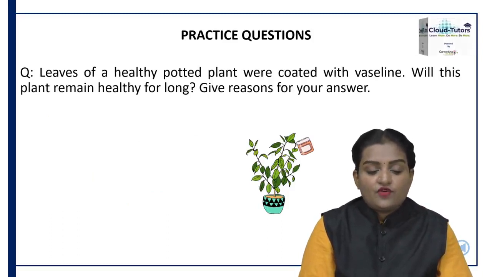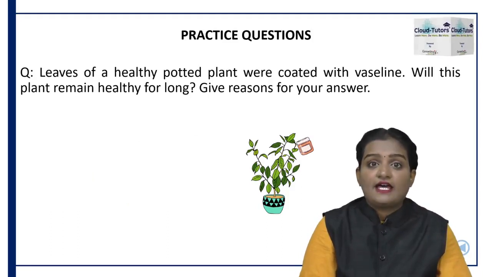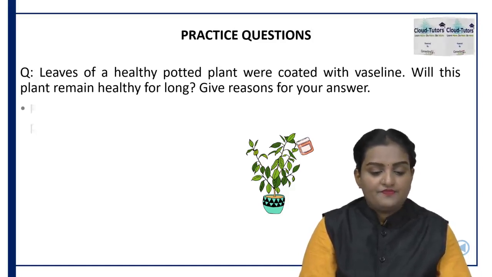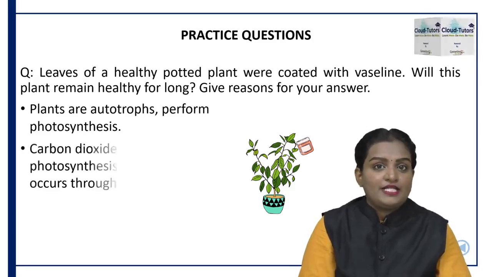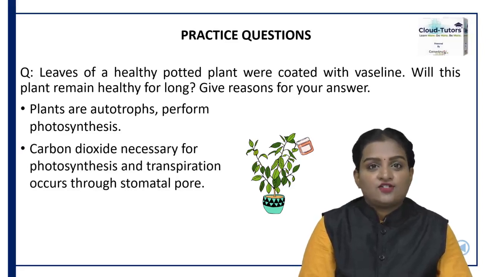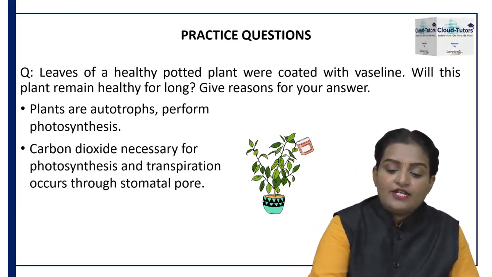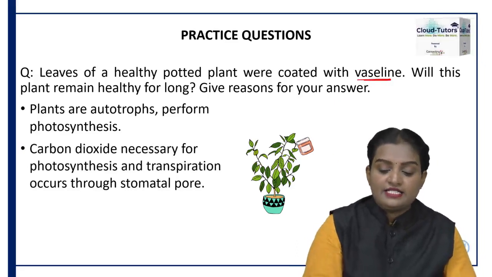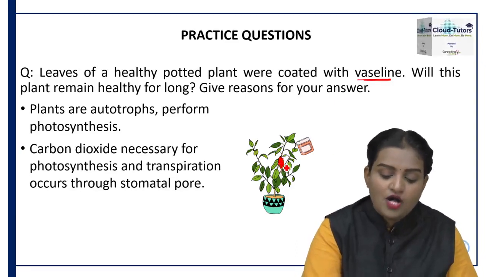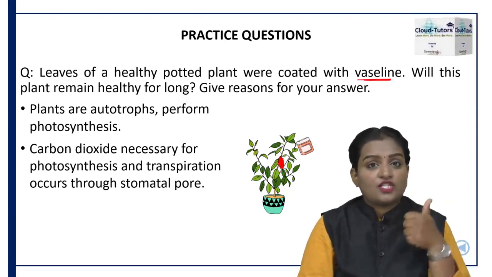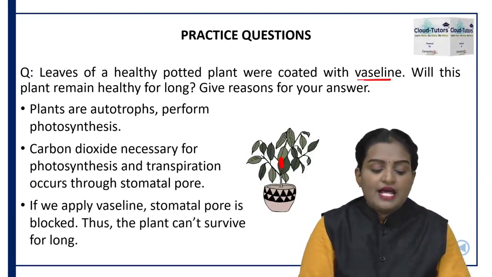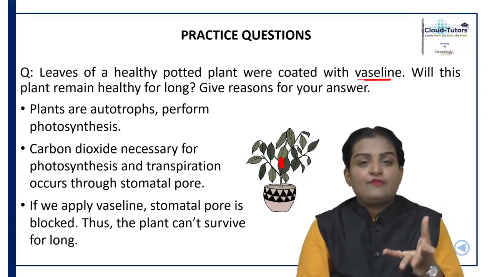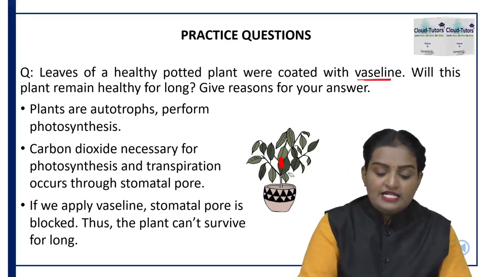Next question: leaves of a healthy potted plant are coated with Vaseline. Will this plant remain healthy for long? Give reason for your answer. Plants are autotrophic, they perform photosynthesis and they need openings known as stomata for gaseous exchange and transpiration. When you coat the plant with Vaseline, it's a waxy layer which will block the stomatal pore. So gaseous exchange and transpiration both can't occur. The plant might be alive for a short period of time, but eventually it will wilt and die.